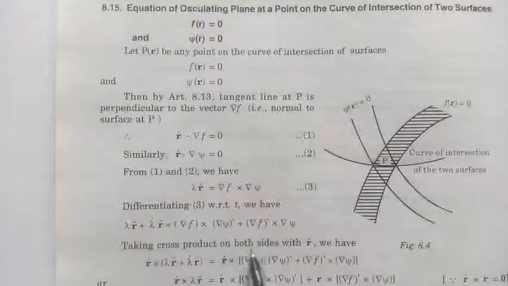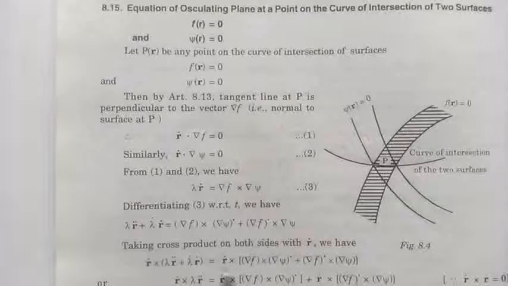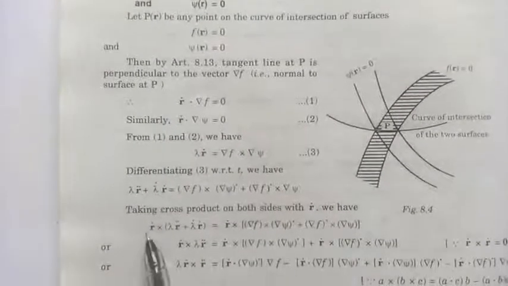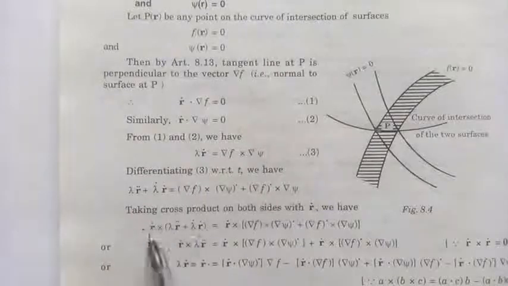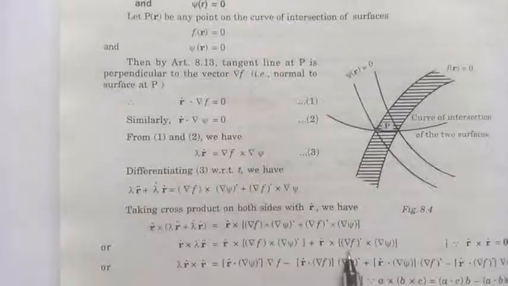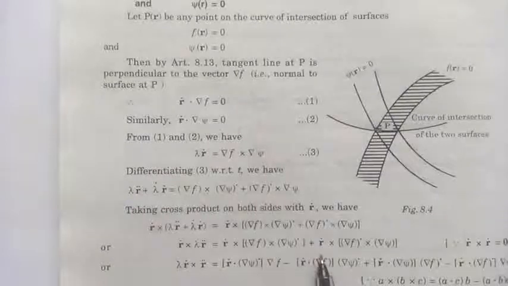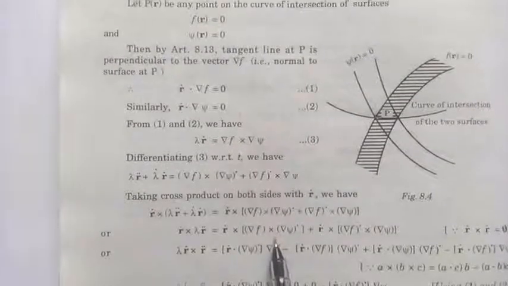Now taking cross product on both sides with r dot, we have taken cross product with r dot on the left side as well as on the right side. Now because the cross product of vector r dot with itself becomes 0, on the left hand side we have r dot cross λ r double dot, and on the right side we have kept it as it is.